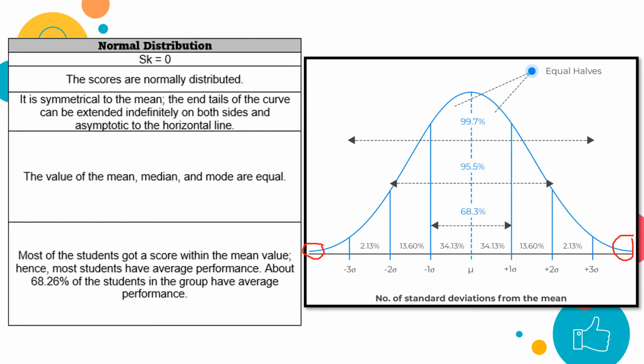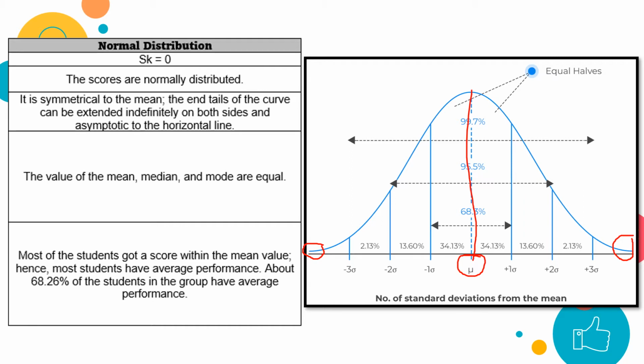Okay. So it is symmetrical to the mean, because you have your mean here. Okay? It is symmetrical. The value of the mean, median, and mode are equal. So if you look at it, that's equal. Most of the students get a score within the mean value, hence most students have average performance. About 68.26% of the students in the group have average performance.